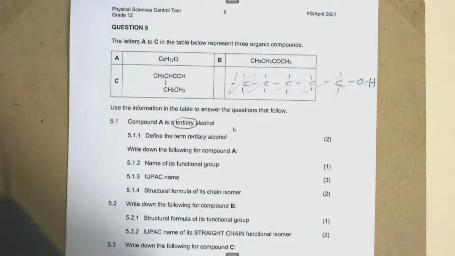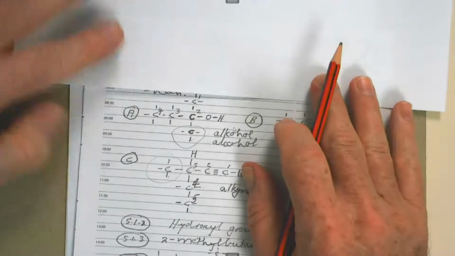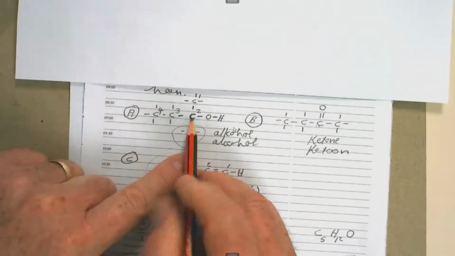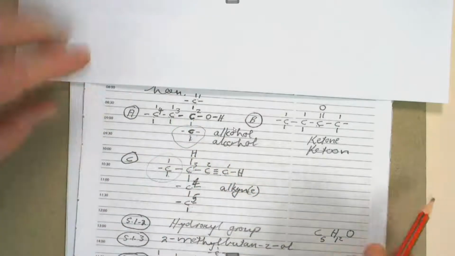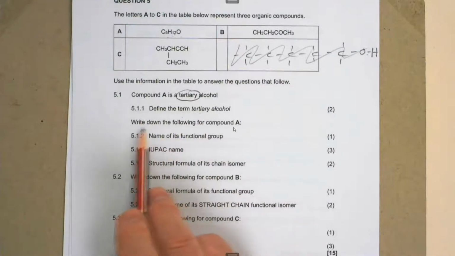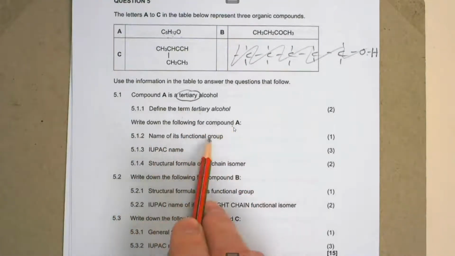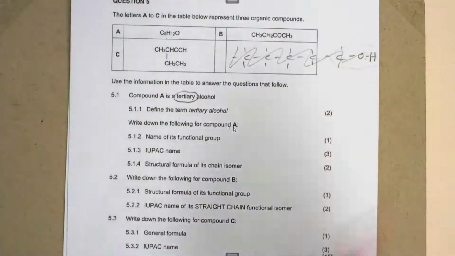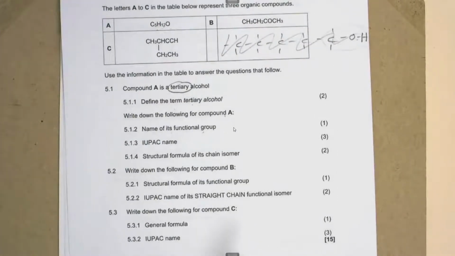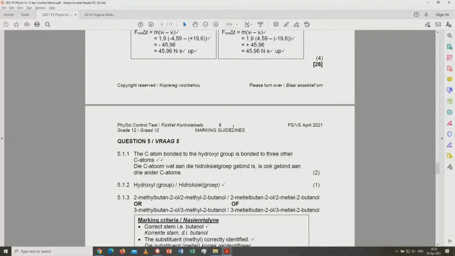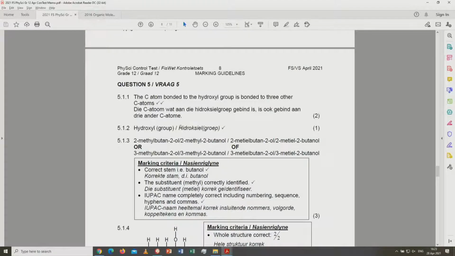And now I'm quickly going to show you my rough work. So there it is. The OH is connected to a carbon, which is connected to 3 other carbons. And this is actually the question that they ask first and foremost: define the term tertiary alcohol. So check that you know that. Write down the following for compound A, the name of its functional group. Now, learners, it doesn't matter whether it's a primary, secondary or tertiary alcohol, the name of the functional group is important. It is a hydroxyl group.